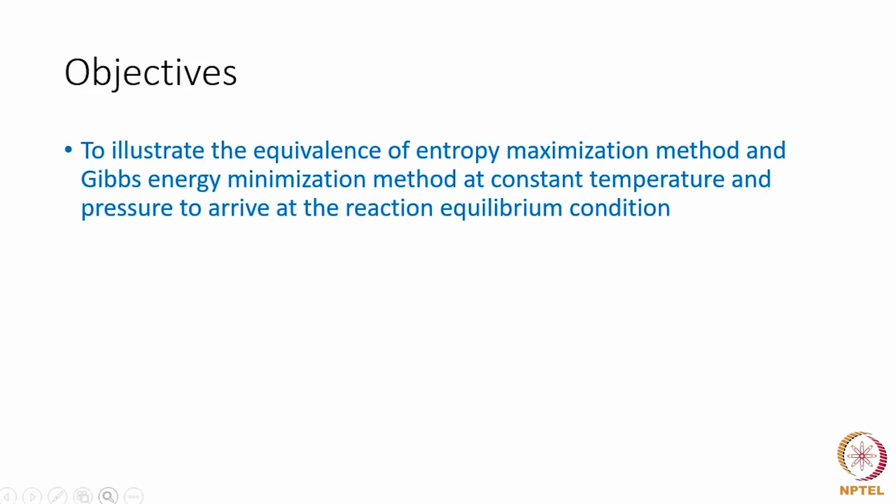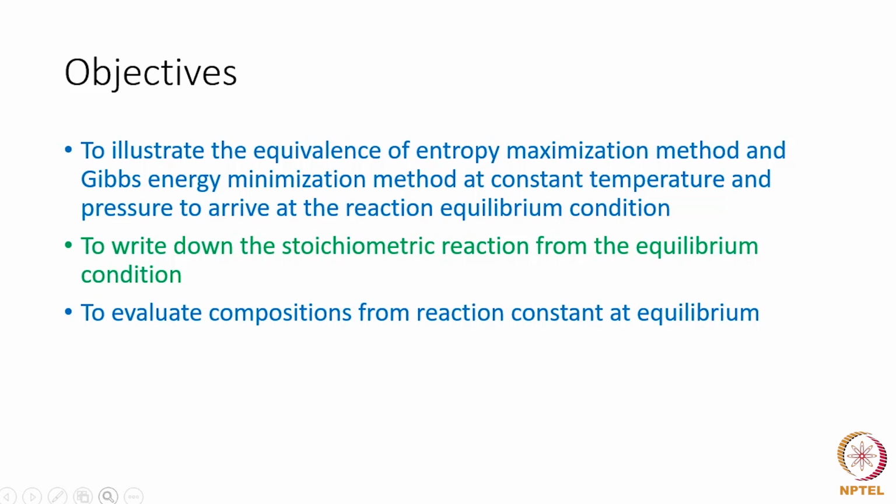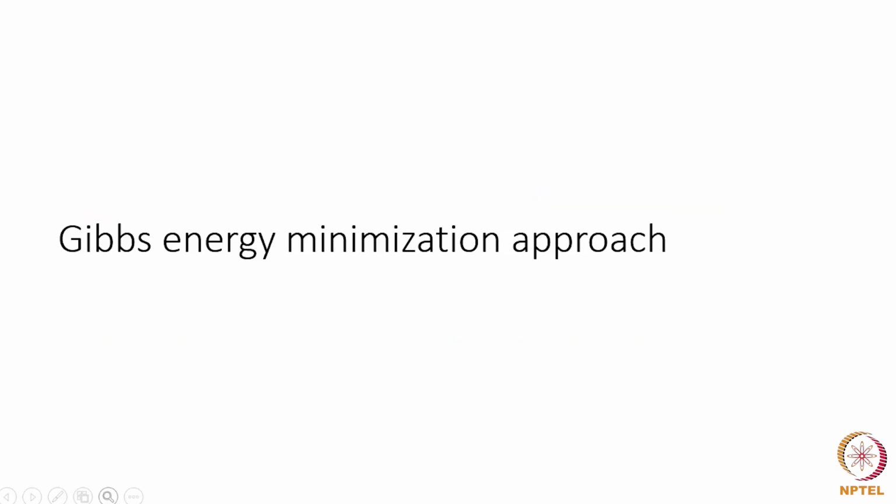We would like to illustrate the equivalence of entropy maximization method and Gibbs energy minimization method at constant temperature and pressure to arrive at the reaction equilibrium condition. To write down the stoichiometric reaction from the equilibrium condition. To evaluate compositions from reaction constant at equilibrium. To use stoichiometric reaction for source term of each species in mass balance.